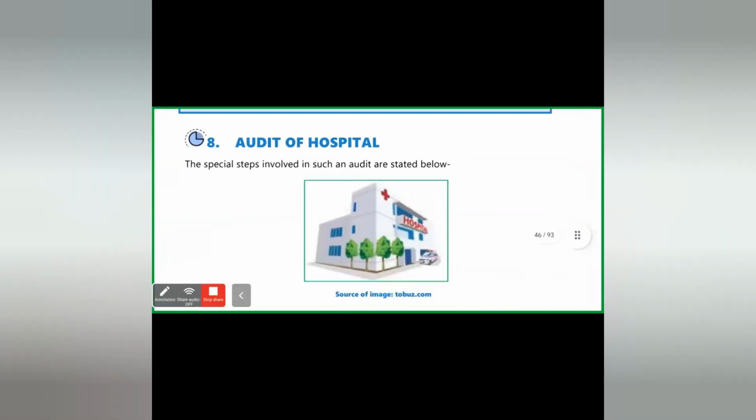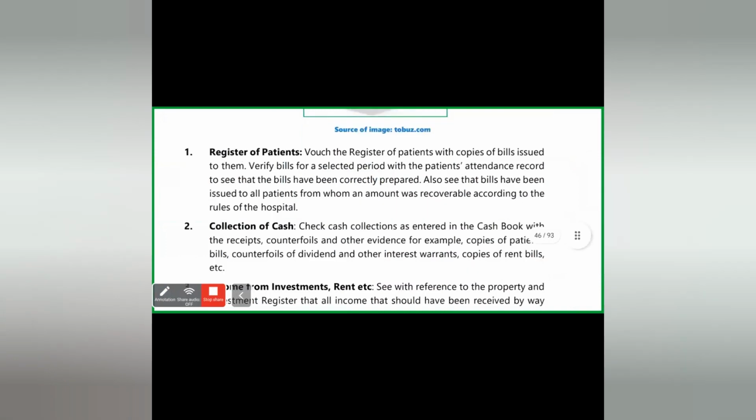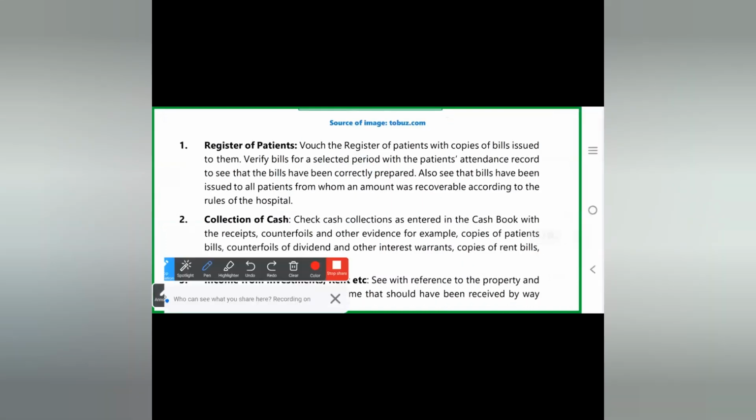All right, we'll start with audit of hospital. So special steps that are involved in audit of hospital are as follows. First of all, very important, hospital comprises of patients. So register of patients is very important. Vouching register of patients with copies of bills issued, verifying them for selected period, also seeing that bills have been issued to patient and that amount was recoverable according to the rules of the hospital.